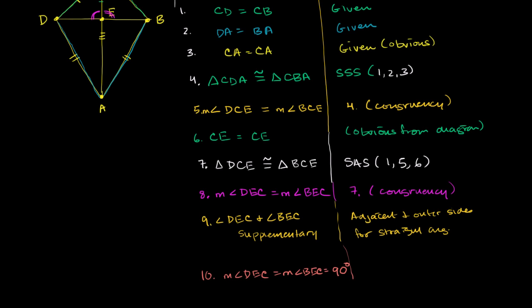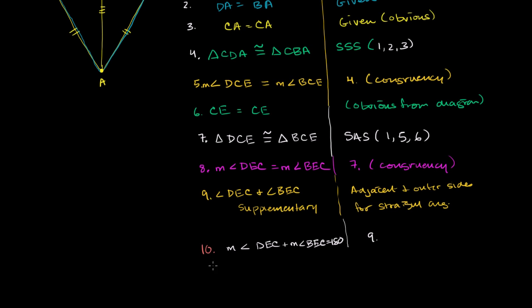And then for the reason, it might be a little bit more involved; we could put these two statements together, statements 8 and 9. Actually, since I don't want to do too many steps all at once, let me just take it little by little. So let me say the measure of angle DEC plus the measure of angle BEC is equal to 180. And this comes straight from statement 9, that they are supplementary.